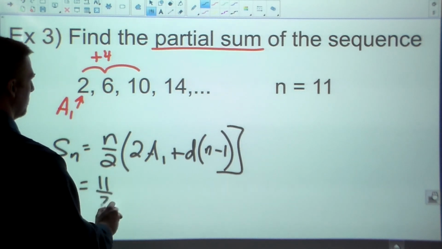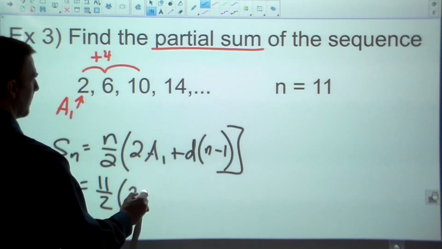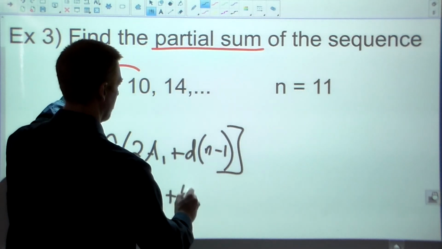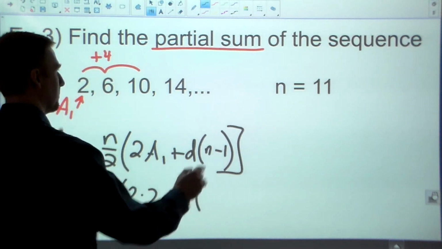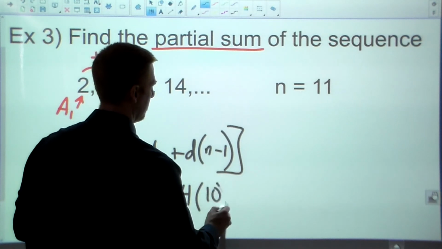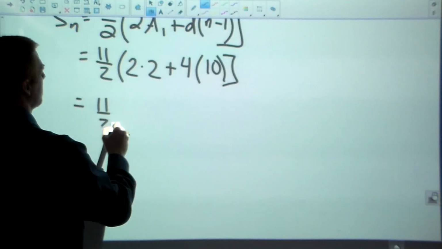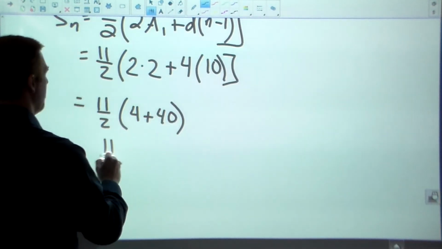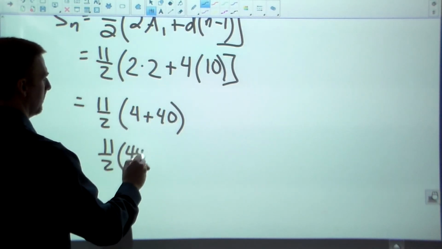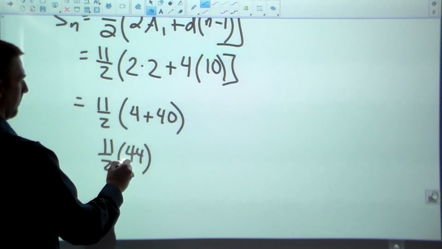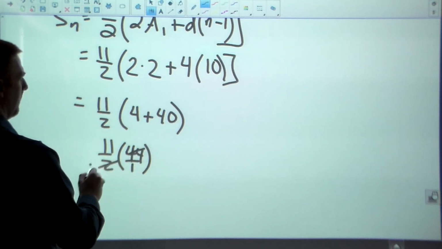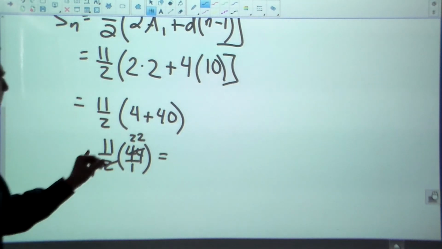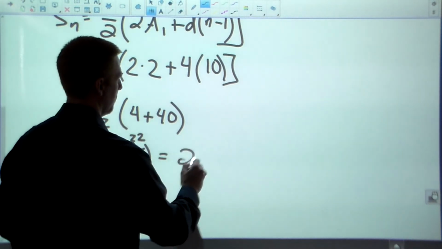So 11 over 2 times 2 times the first term 2, plus the common difference of 4, times n minus 1, so 11 minus 1 is 10. 11 halves times 4 plus 40. So 11 halves times 44. I'm going to reduce that. You've got 44 on top, 2 on the bottom, so 22 over 1. And 11 times 22 would be 242.